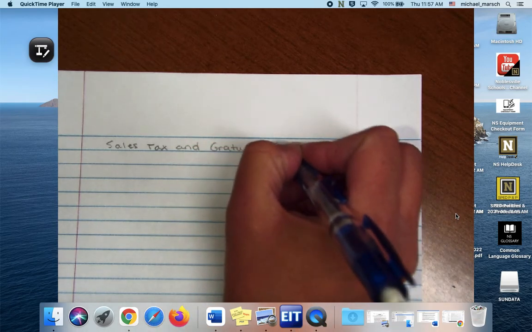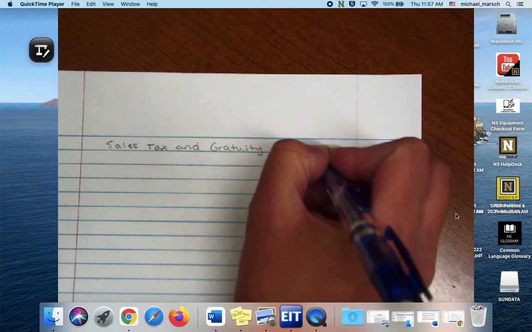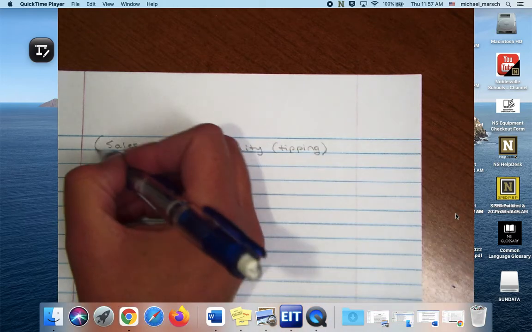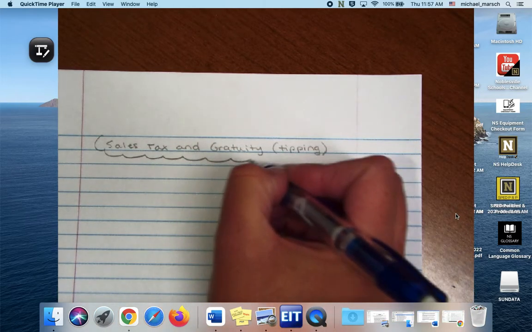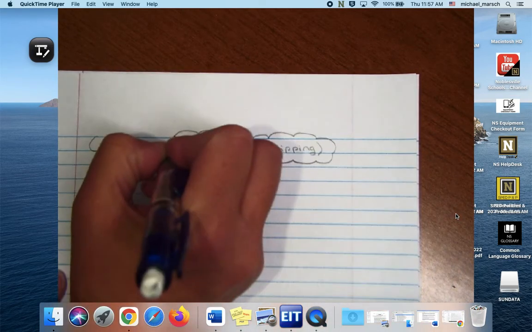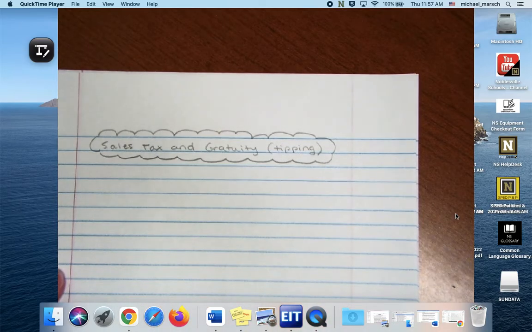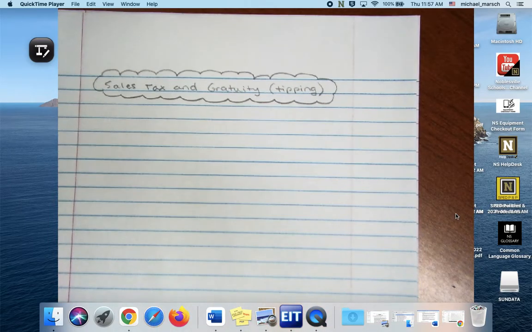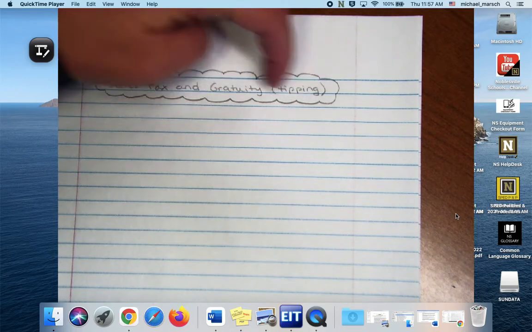Gratuity is when you tip somebody, because the formal word is gratuity. Can I just write tips instead of gratuity? Just put it on there. I put both of them, so you'll be fine.